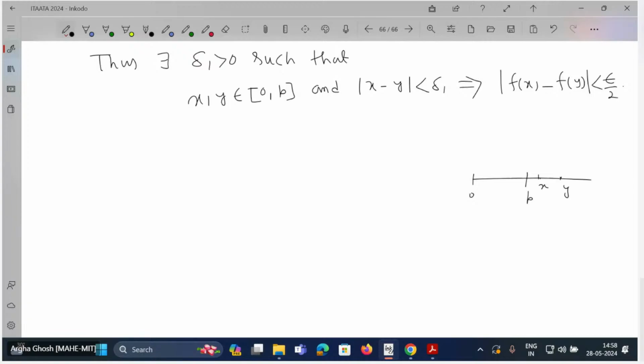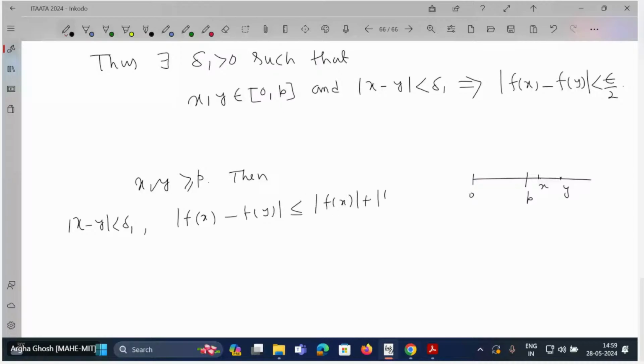So let's say you have x, y greater than or equal to p. We have to think about p later, or p is also included, so greater than or equal to p. And obviously we assume that |x minus y| is less than delta 1. Then |f(x) minus f(y)| is, by triangle inequality, less than |f(x)| plus |f(y)|, which is less than epsilon by 2 plus epsilon by 2, so it is less than epsilon.